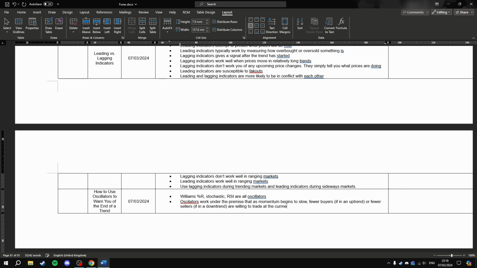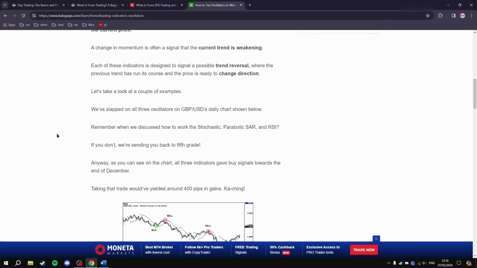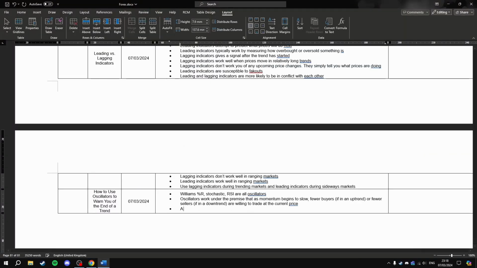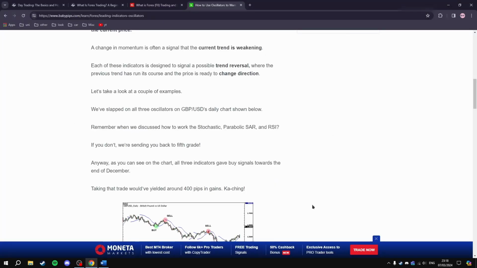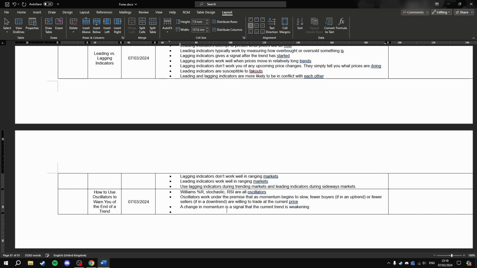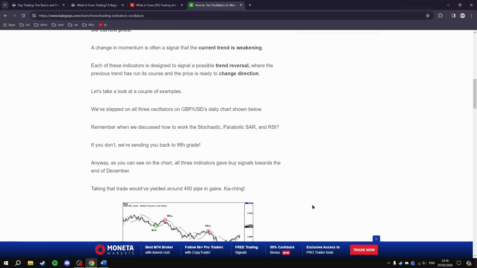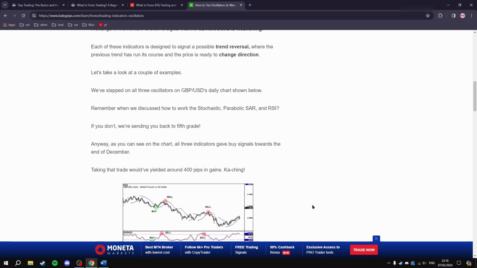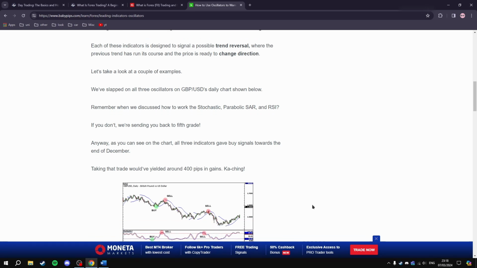A change in momentum is often a signal that the current trend is weakening. Each of these indicators is designed to signal a possible trend reversal, where the previous trend has run its course and the price is ready to change direction.